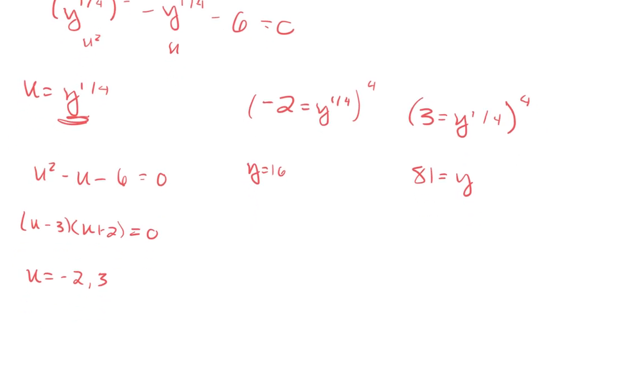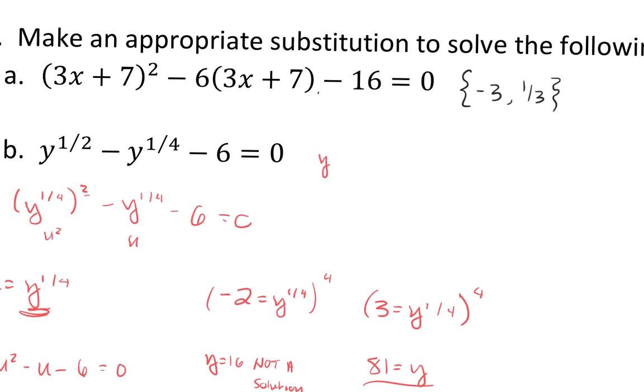Plugging that back in, we'll get 16 to the 1/2 minus 16 to the 1/4 minus 6. Now 16 to the 1/2, that's 4. 16 to the 1/4 is 2, minus 6. 4 minus 2 is 2, minus 6 is -4, which is not equal to 0. So this is not a solution, which just leaves us with y equals 81. And that is our answer.